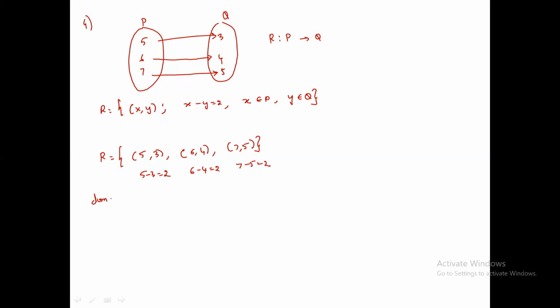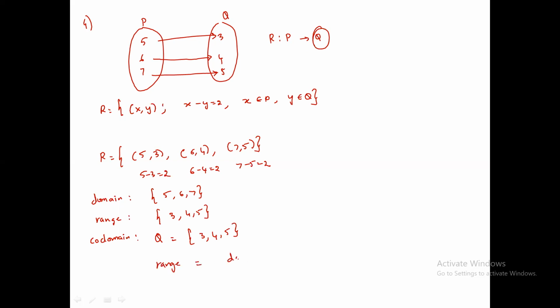Now domain will be all the x's which are matched, 5, 6, 7. Range will be all the y's which are matched, 3, 4, 5. Coming to codomain, codomain is nothing but the set Q. In set Q, we have 3, 4, 5. Here again, you can see in this problem also, range and codomain are exactly same.